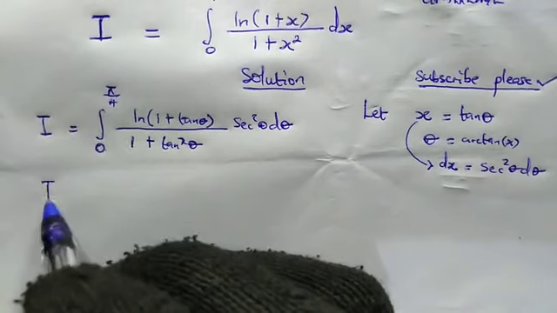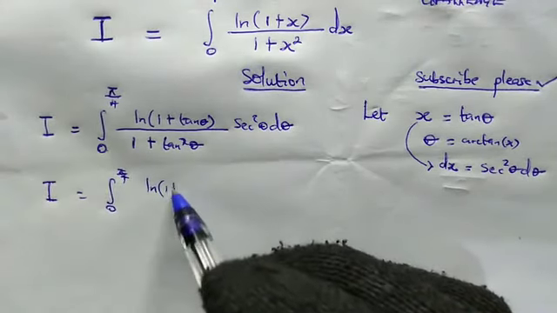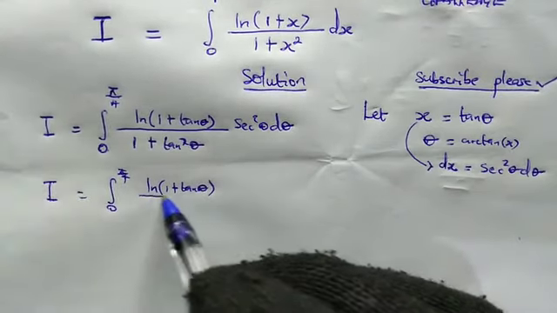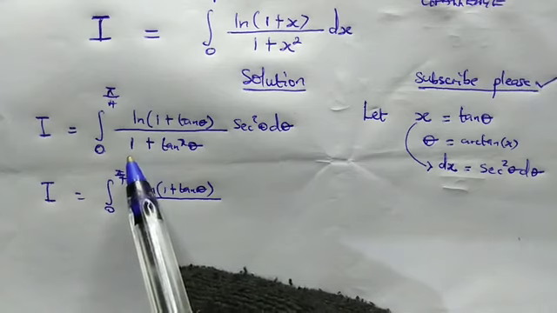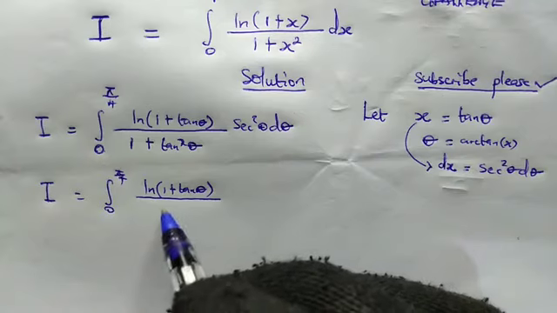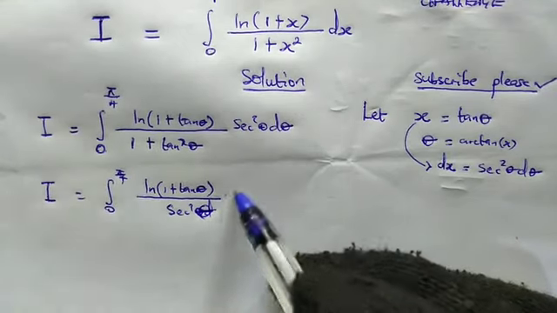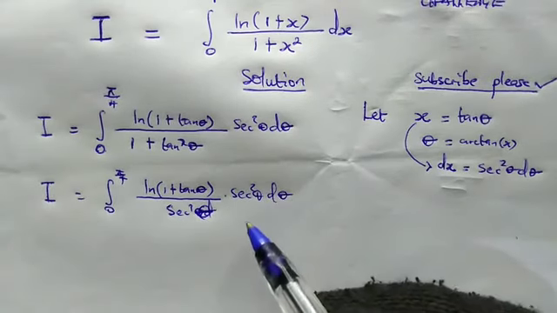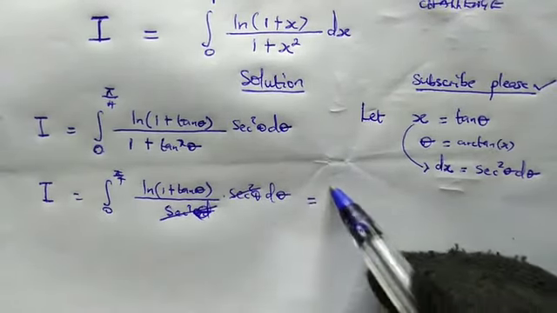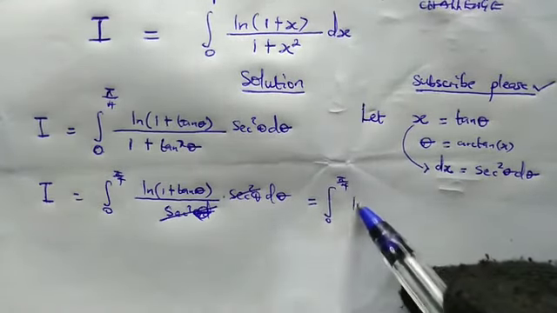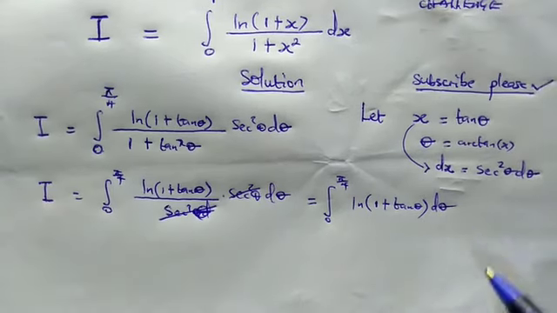Now here we have I is equal to the integral from 0 to pi all over 4 of the natural log of 1 plus the tangent theta all over, we all know this property, the trigonometric identity that 1 plus the tangent squared theta is equal to the secant squared theta, times secant squared theta d theta. So from here, secant squared theta and secant squared theta cancel out. And from here we have this is equal to the integral from 0 to pi all over 4 of the natural log of 1 plus the tangent theta d theta.